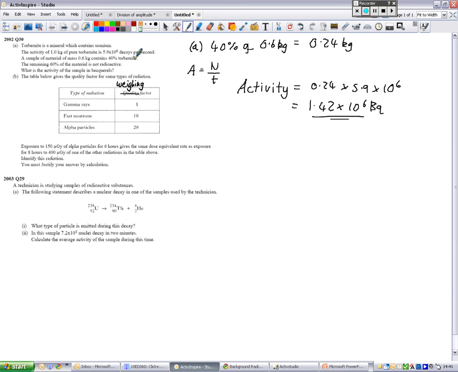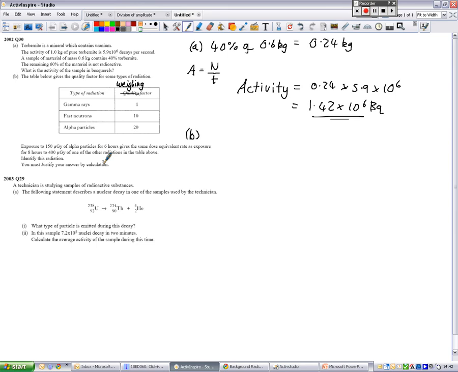And this was really the main sort of part that I wanted you to get to grips with by doing this question. The table below gives the quality factor. We know that quality factor is the radiation weighting factor. So gamma rays is 1, alpha is 20, it's the highest level because it causes the most ionization. Exposure to 150 milligrays of alpha particles for 6 hours gives the same dose equivalent rate as exposure for 8 hours to 400 milligrays of one of the other radiations in the table above.